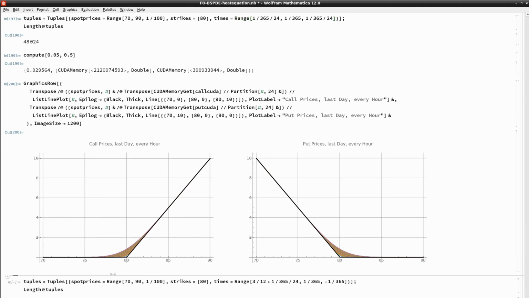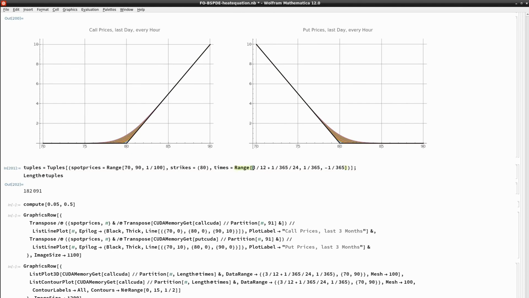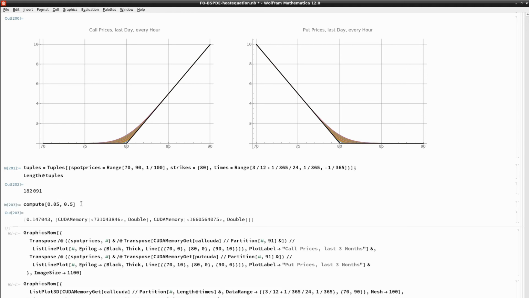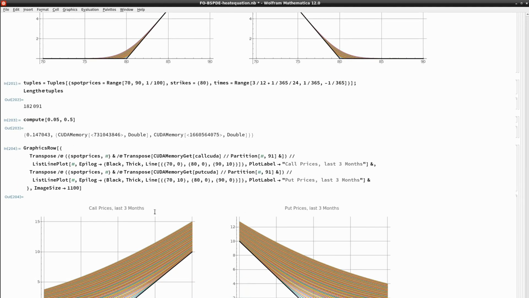And we next look at a quarter year down to 1 day in steps of 1 day. Right? 3 over 12 is 1/4 of a year plus 1 day. So we have 182,000 tuples. That's 364,000 options. We computed in no time. Okay, 147 milliseconds. And let's look at the spot prices that we have here in these plots.